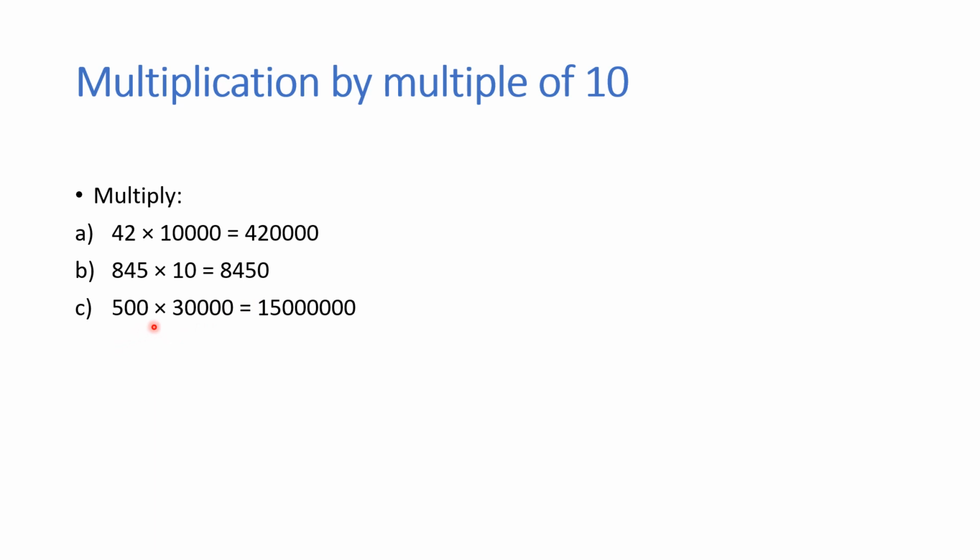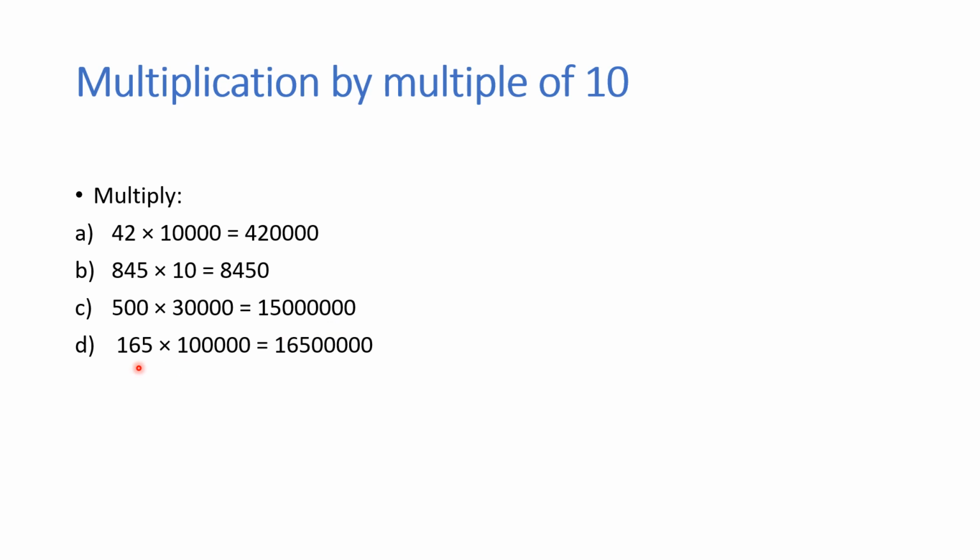Then 500 multiplied by 30,000. So we know that 5 threes are 15. We will write 5 threes are 15. And how many zeros? 2 zeros in 500 and 4 zeros in 30,000. So there are a total of 6 zeros. It means we will put 6 zeros here and now it will be 1 crore 50 lakh.